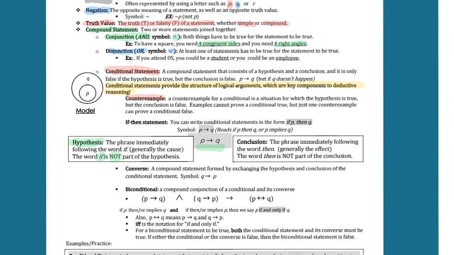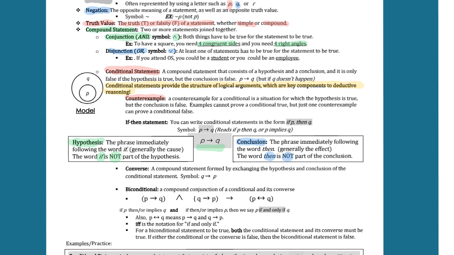Okay, the conclusion is what follows, the result. So the conclusion is the result, and it follows the word then. Now, then is not actually part of the conclusion. So, if you put money in a vending machine, then you will get a snack out. Okay. That's an if-then statement.